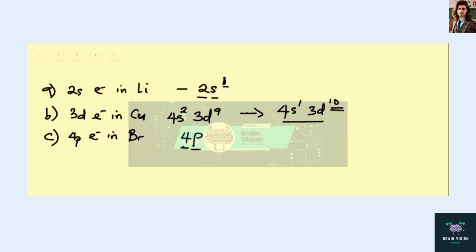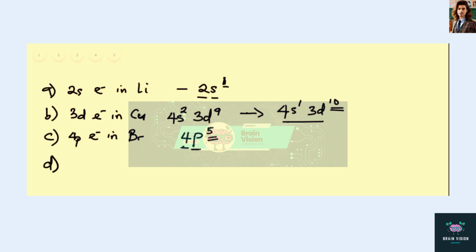Then if it's group 7, with 2 electrons in the S orbital already, then we'll be left with 5 electrons in the P orbital. So the P orbital of bromine, we have 5 electrons.